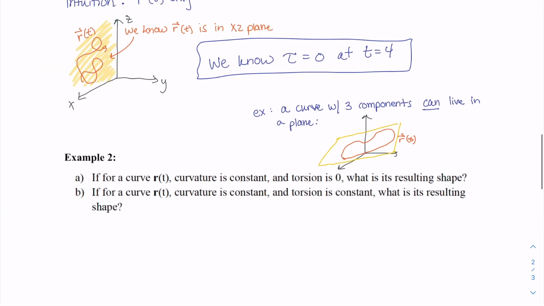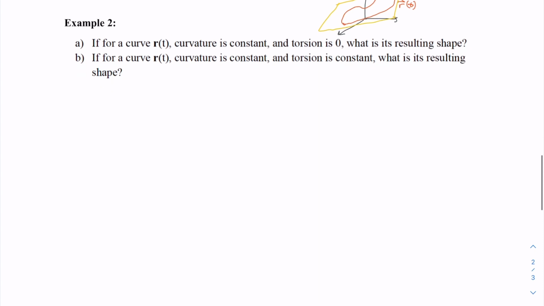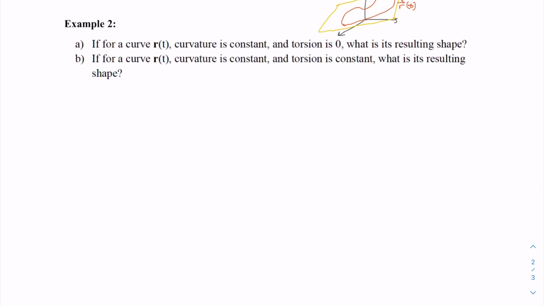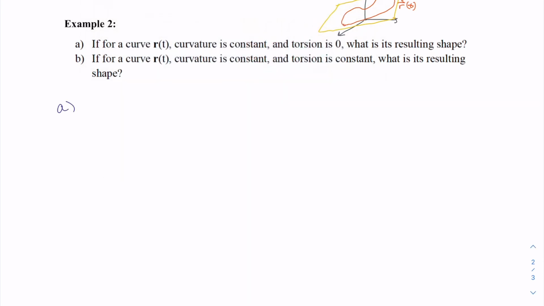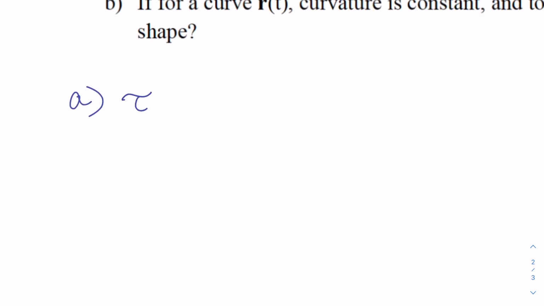So let's look at example 2. These are some more conceptual questions. So for part A, we're asked, for a curve r of t, curvature is constant and torsion is 0. So what is the resulting shape? So 0 torsion means it's in a plane. And we have constant curvature.